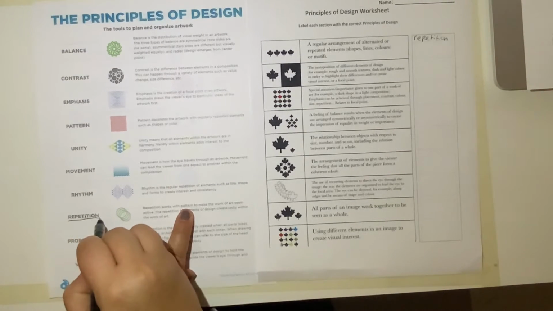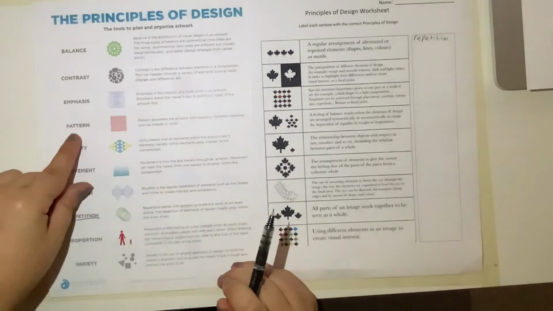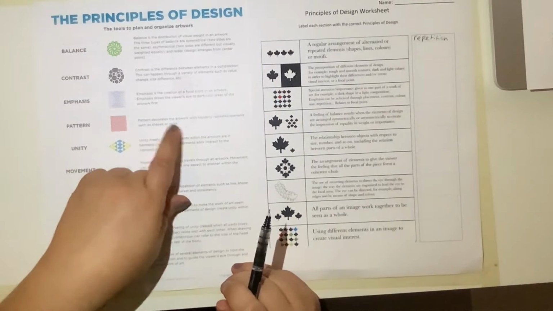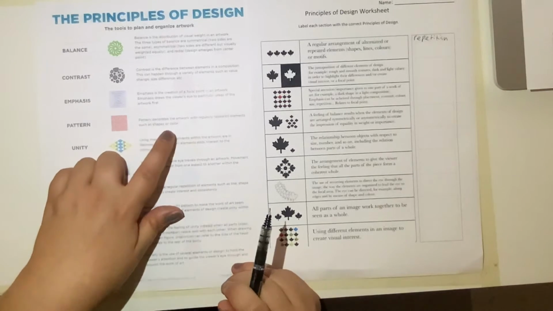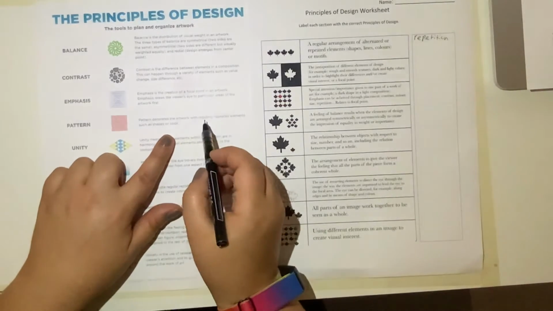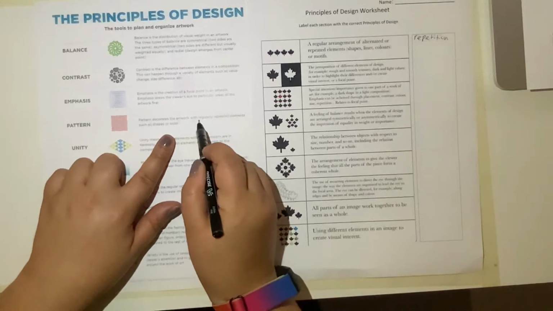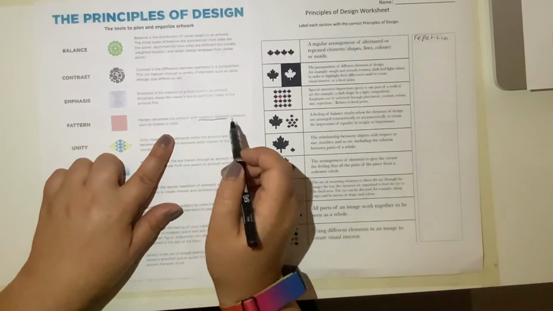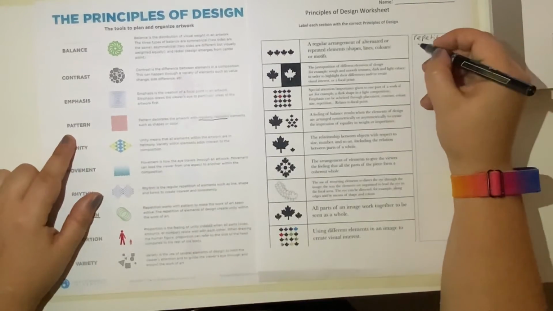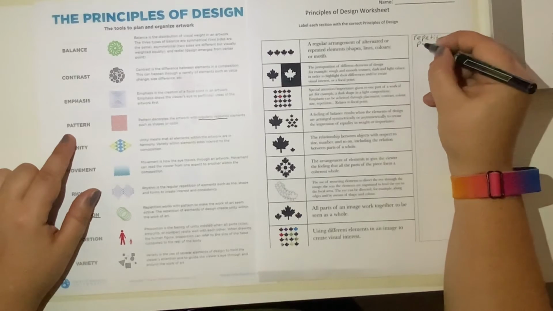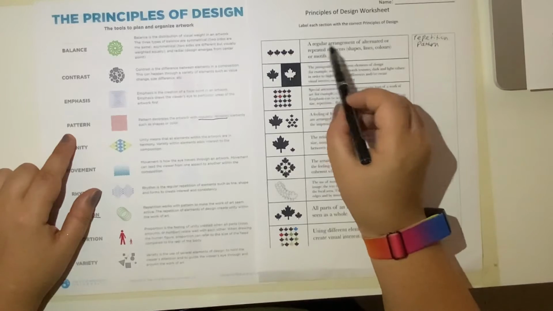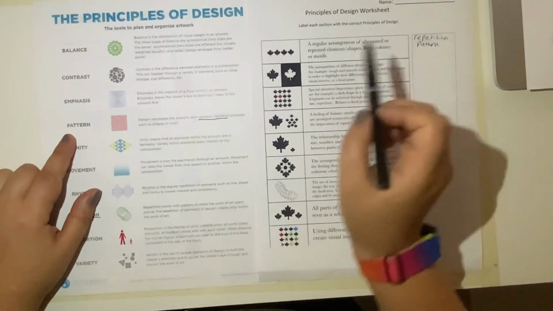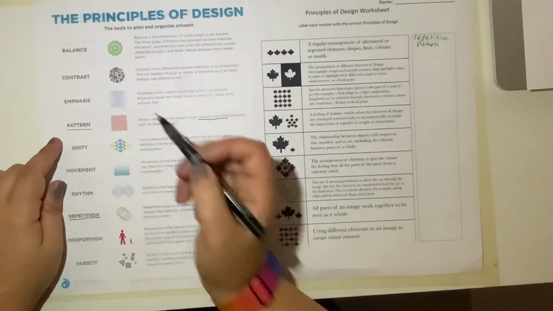So we already got repetition. It works with pattern. So pattern decorates the artwork with regularly repeated elements such as shapes or color. So this is repetition, but it's repetition at a regular interval. So I'm going to put pattern under this one too. If it's regular or alternated, it creates a pattern.